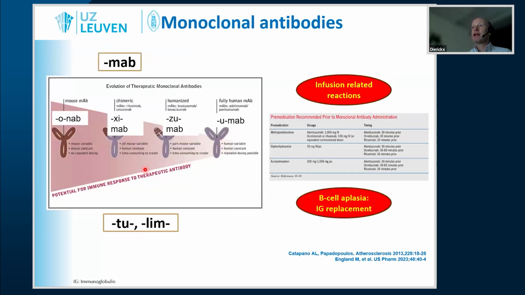In hematology, we mainly use monoclonal antibodies against B cells. A typical side effect of monoclonal antibodies, because they are made from mouse or partially from mice, is infusion-related reactions, so we give pre-medication to prevent those allergic reactions. And then, because you target B cells, you also see B cell aplasia necessitating immune globulin replacement in many patients.